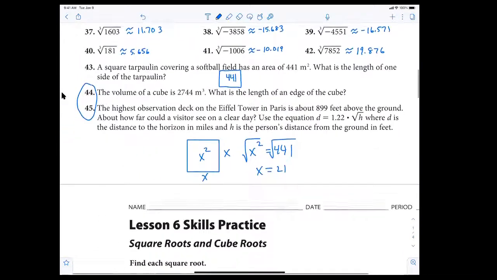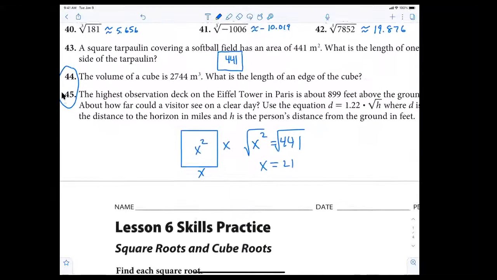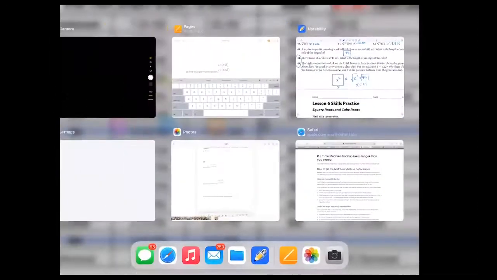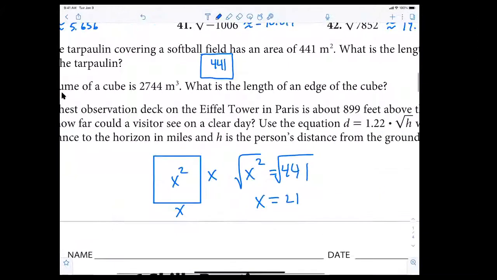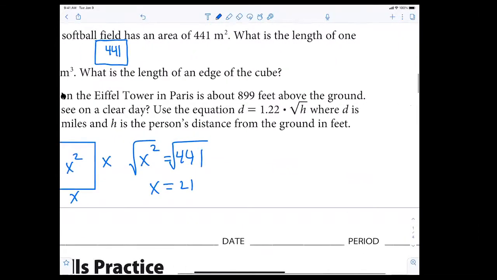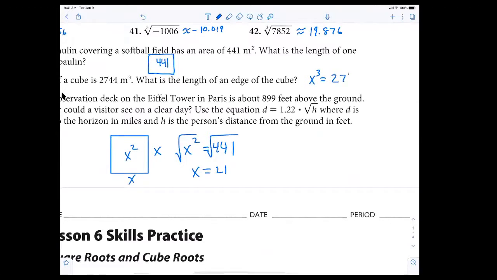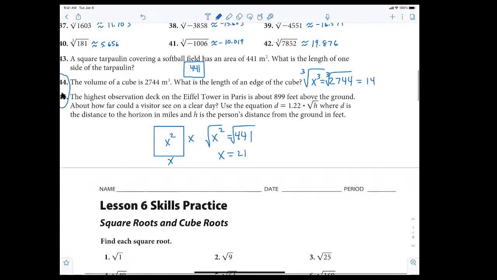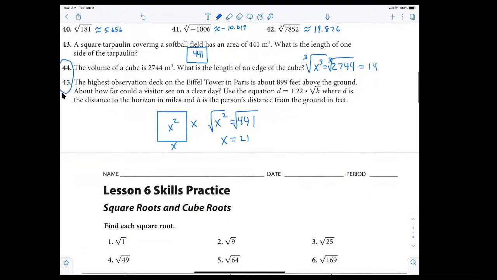All right. Now for 44. All right, Austin, what are you thinking? I got 14. Is that correct? Yeah. Right, because we're talking about volume. So what I want everybody to write down here is x cubed equals 2744. Everybody with me on that? To solve a cube, you take the cube root. So it was 14, right? Yeah.